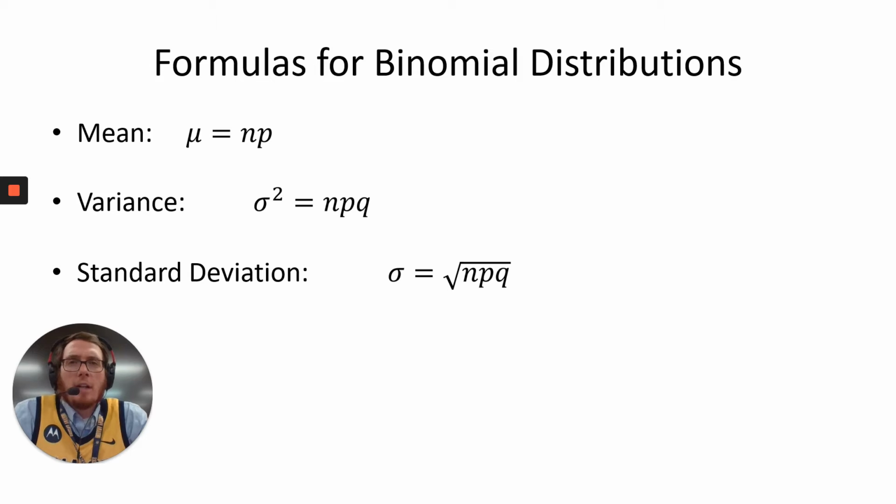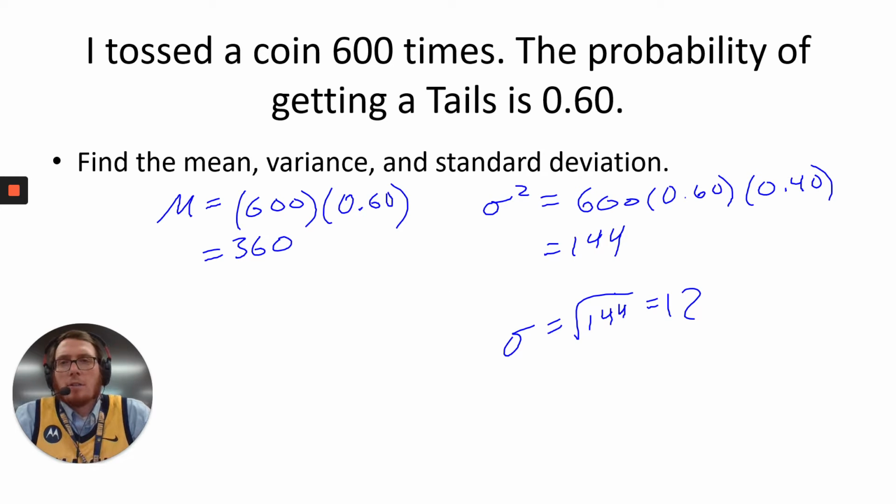I think a lot of students find a little bit more success on some of this binomial distribution idea because it's a straightforward approach as long as you know what the variables are representing. So this says I toss a coin 600 times, the probability of getting tails is 0.6 or 60%. So n is 600, p is 0.6, which means q is 0.4.